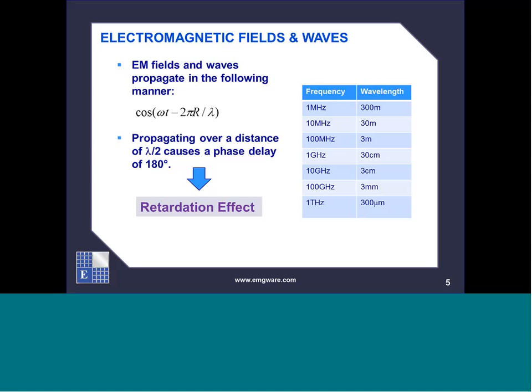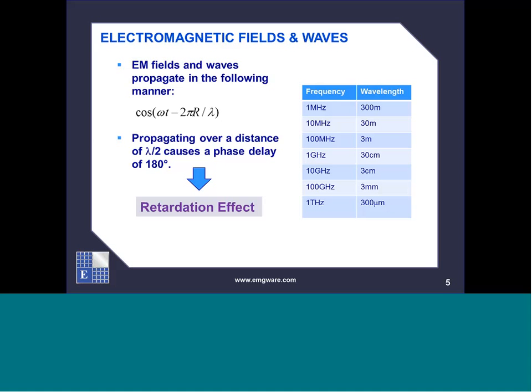Now this is serious because as you go to higher and higher frequencies, the wave retardation or delay becomes significant and makes a big difference. For example, if the wave propagates over a distance of half a wavelength, lambda over 2, a phase delay of 180 degrees happens, which means that basically your maximum becomes minimum, and things can completely change.